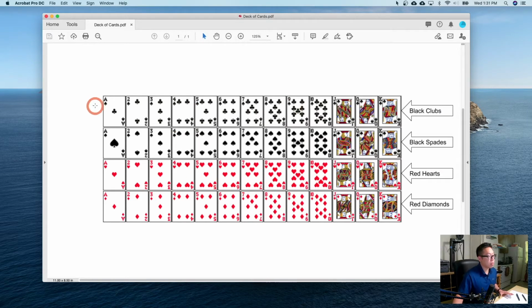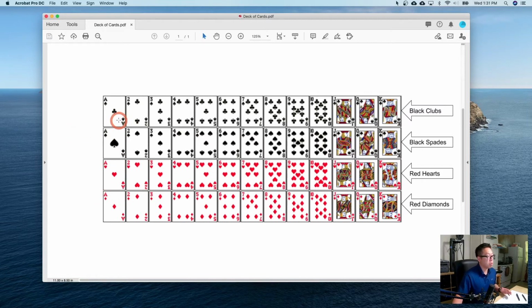More specifically, the entire first row here are called black clubs, so that refers to the color and also the symbol that's on the card. So that's called a club symbol. We have black spades, that's the spade symbol. Red hearts, you see a heart. Red diamonds, you see a diamond.